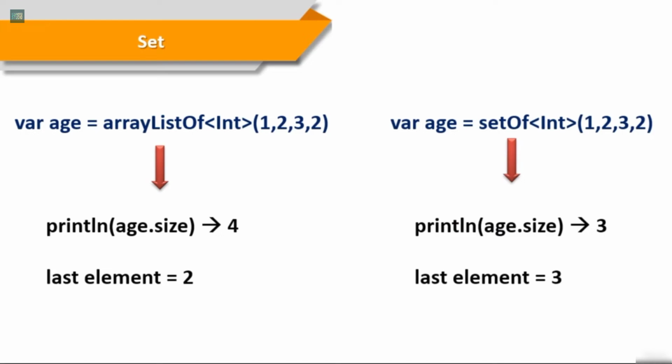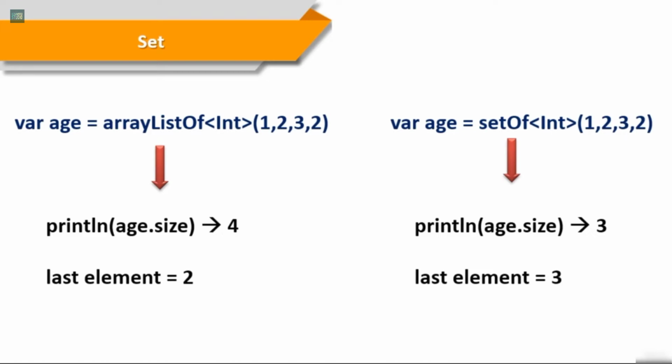But when we create the same array using setOf, we get the size of the array to be 3, and we can see the last element of the array as 3. You see? So in other words, only one of the two elements written twice is taken into account. The other element is not even noticed.